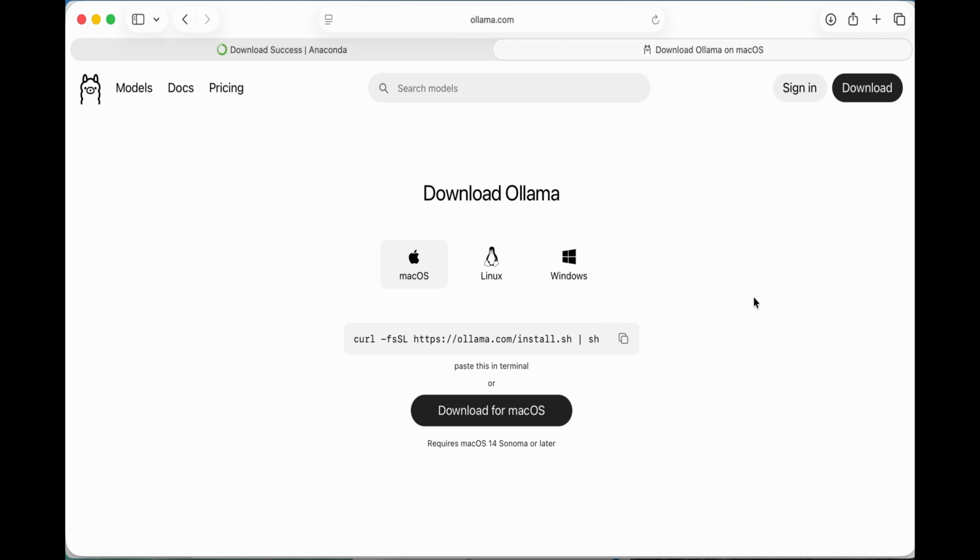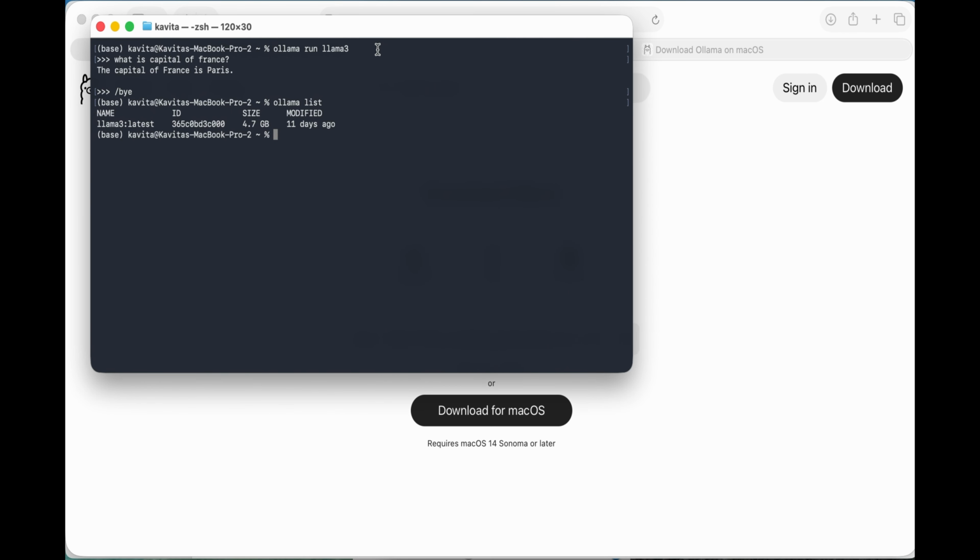After downloading and installing both these softwares, I was able to interact with Ollama using a terminal window. So here I ran the command ollama run llama3, which downloaded the Llama 3 8 billion parameter model on my machine and it ran it locally. You can see it even gave me a chat window to interact with it. I asked it, what is the capital of France? And it gave me an answer. You can also have commands such as ollama list to list the models that are downloaded and stored on your laptop.